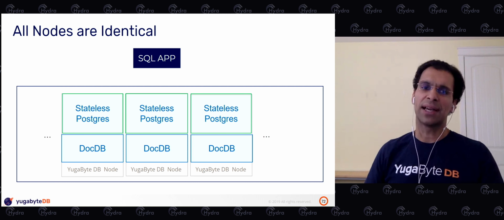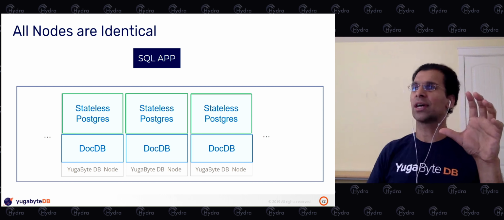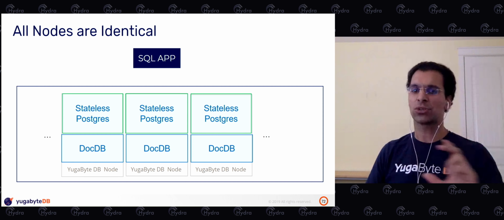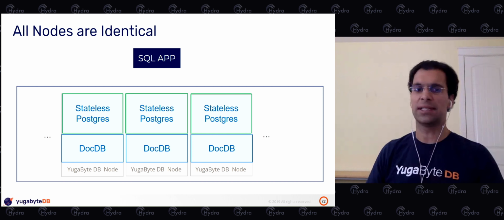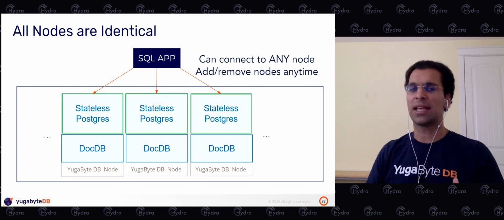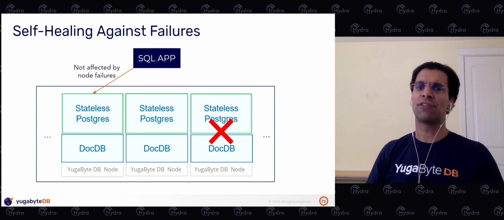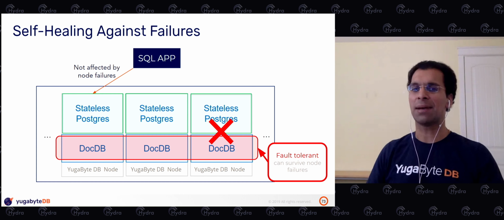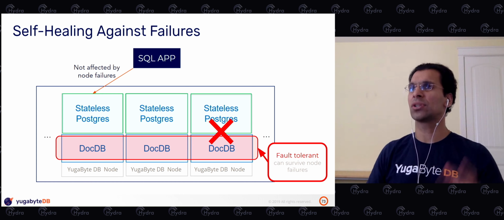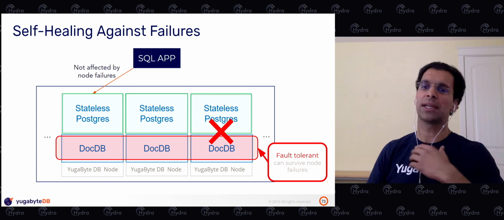So what did we get? As a result, we have a stateless Postgres upper half that can talk to any node in the lower part. And you have the actual DocDB layer below, which we looked at in detail, right? So this SQL app can connect to any node. You can add or remove nodes anytime. And a failure of a node is not going to affect the app because the fault-tolerant lower half can actually survive the outage, like we looked at. We looked at failover and rebuilding and all of that stuff.